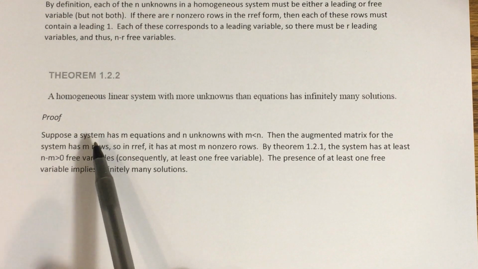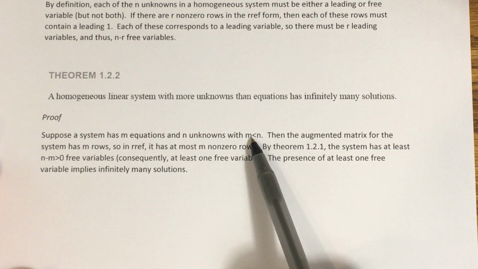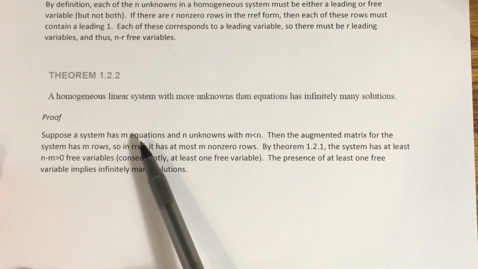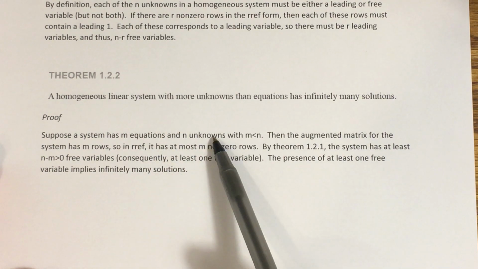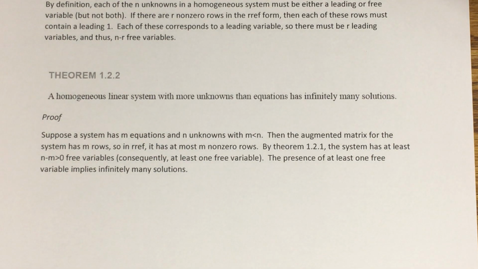So we're going to say, suppose that a system has m equations and n unknowns, and we're going to assume that m is less than n. That's the assumption being made here. Less equations than unknowns, or said differently, more unknowns than equations. Okay? So remember, the number of equations corresponds to the number of rows in your augmented matrix. So in this case, our augmented matrix would have m rows. And that means in reduced row echelon form, it can have at most m non-zero rows. If some of those rows contain zeros, then we'll have less than m non-zero rows. But at most, we can have all m of them being non-zero.